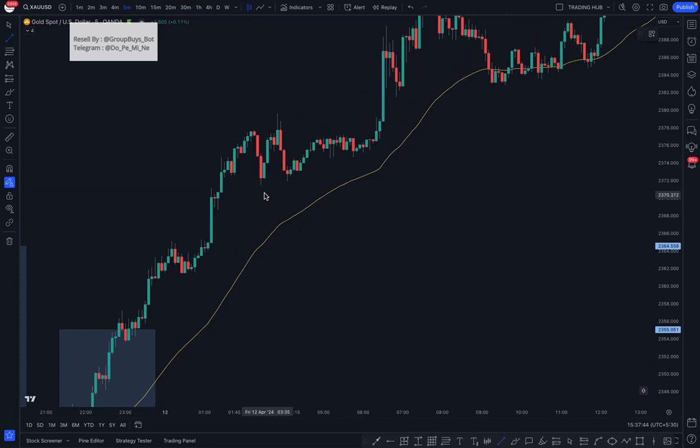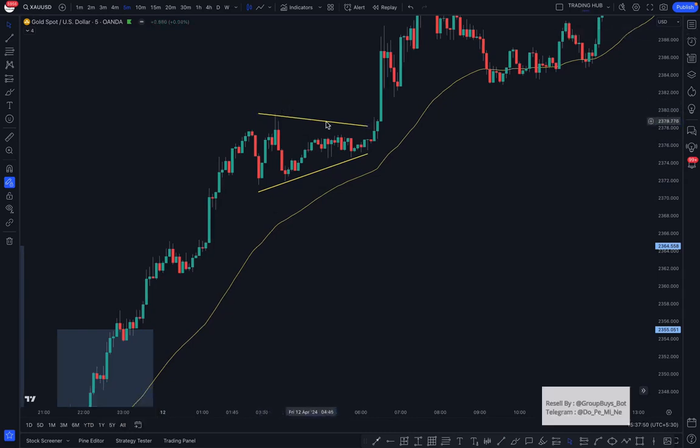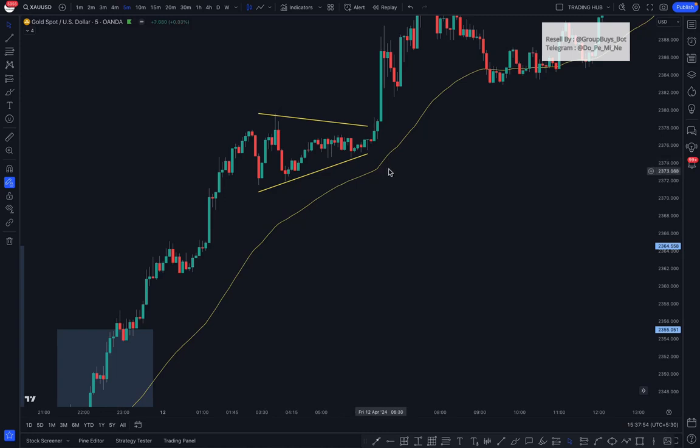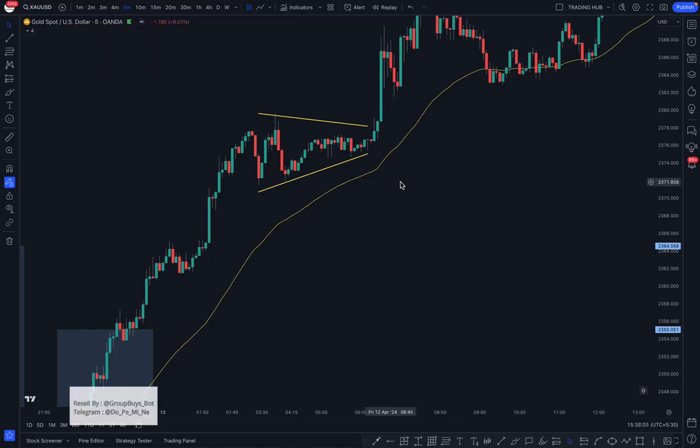Another thing is here, look at this one. This is a strong, clear structure here. Breakout, and after this breakout, price continued higher. Okay, but you don't need to enter here. Why? Because price did not react from your exponential moving average. Price must react from your 50 moving average, then we can buy here because market momentum is bullish. That's why.